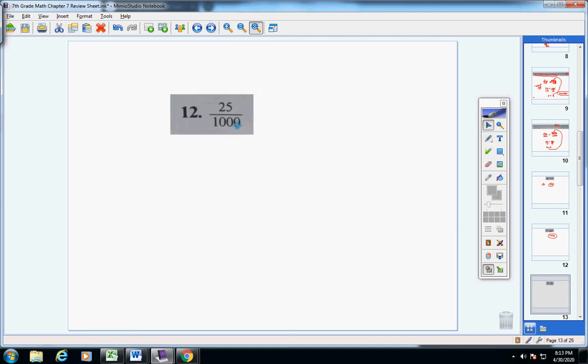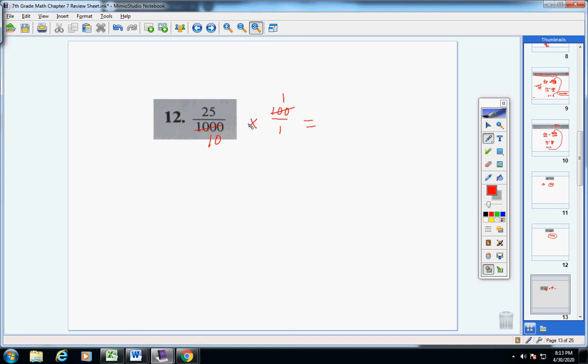Alright, number 12. Okay, now, this is a fraction, obviously, and I've taught you guys how to convert a fraction to a percent. You always multiply the fraction times 100 over 1. So, 100 goes into 1,000 10 times. 100 goes into 100 once. 25 times 1 is 25. 10 times 1 is 10. So, let's divide 10. That's my percent. I don't like an improper fraction percent. So I'm going to change it to a mixed number. Okay, so 10 goes into 25 2 times. 2 times 10 is 20. Subtract to get a 5. Put 5 over 10.